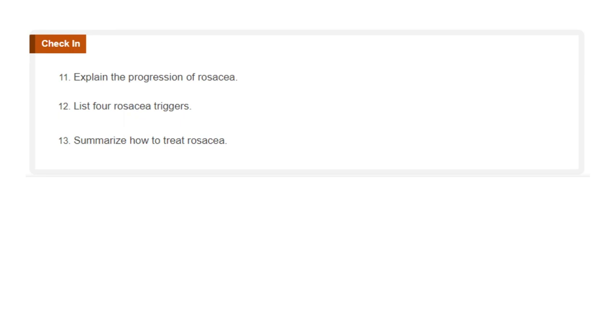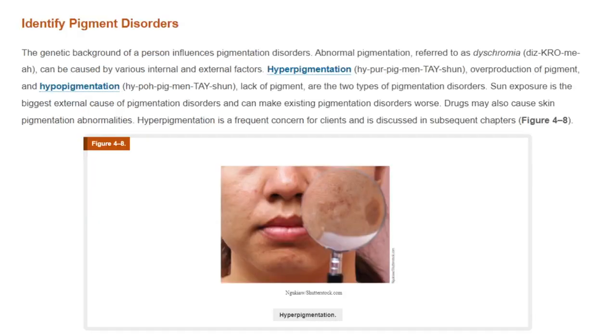Check-in. Explain the progression of rosacea. List 4 rosacea triggers. Summarize how to treat rosacea. Identify pigment disorders. The genetic background of a person influences pigmentation disorders. Abnormal pigmentation, referred to as dyschromia, can be caused by various internal and external factors.